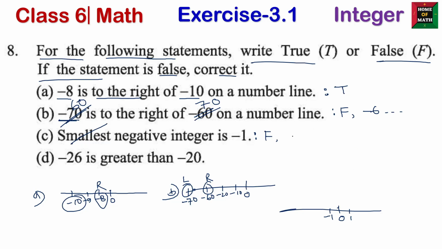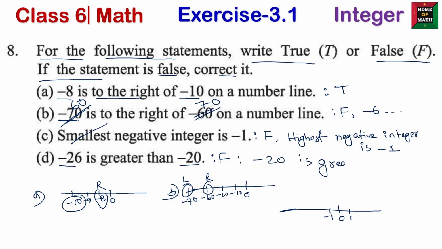You can write: the highest negative integer is minus 1. It's not the smallest, it should be highest. Now the final question, final topic: minus 26 is greater than minus 20. No, it's false. Minus 20 is greater than minus 26. So this statement is false.